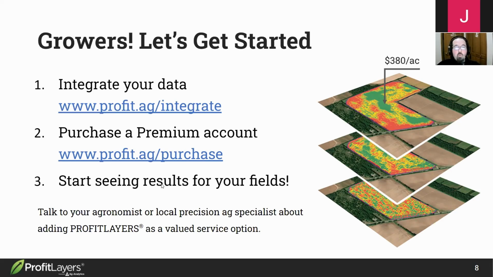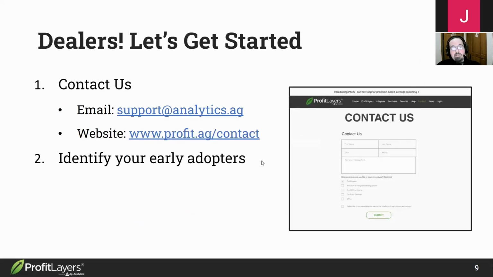Now, if you want those results and you want to be able to get that insight, but you don't have the time or inclination to go through and use the tools yourself, but you still want to be able to learn from these profit maps, talk to your agronomist or your local precision ag specialist, or even your dealer, and see if they would be interested in adding this as a valued service option for you. Now, speaking to you dealers out there, if this is something that you do want to manage on behalf of your growers, contact us. Happy to start or continue that conversation.